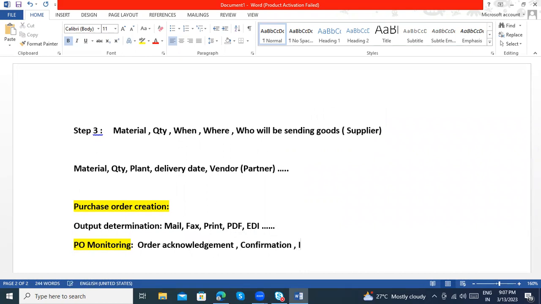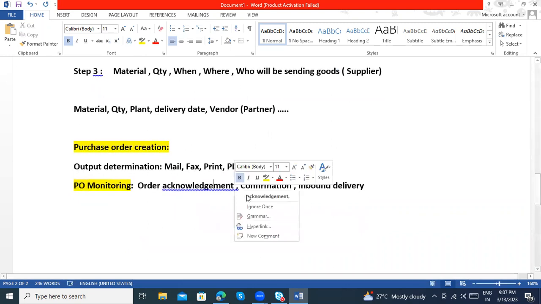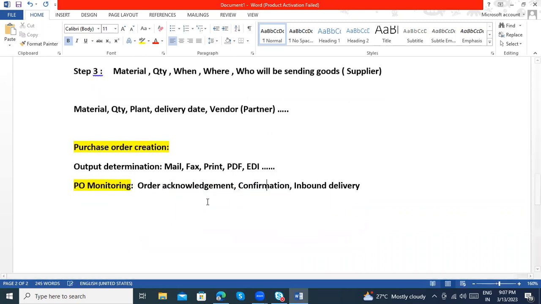When we are planning the inbound delivery, based on the confirmation I can plan for it. That will be in the monitoring part. You can also send reminders to the vendors. All these things come under PO monitoring.